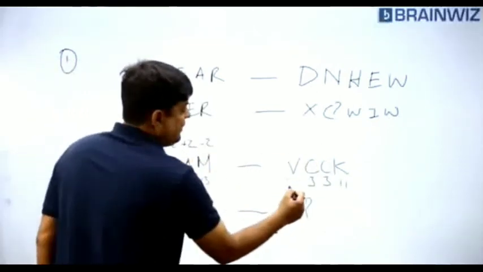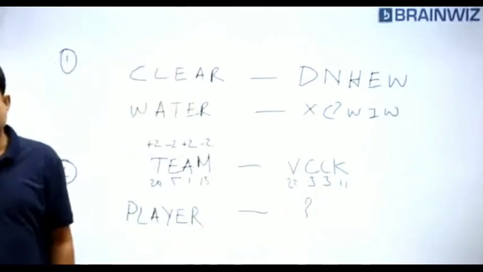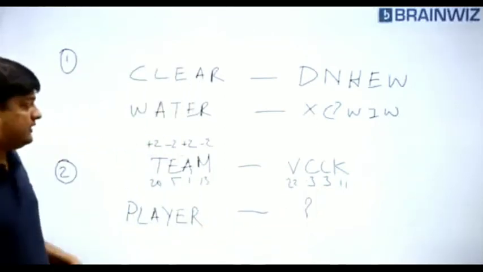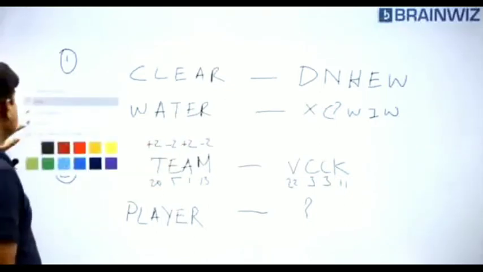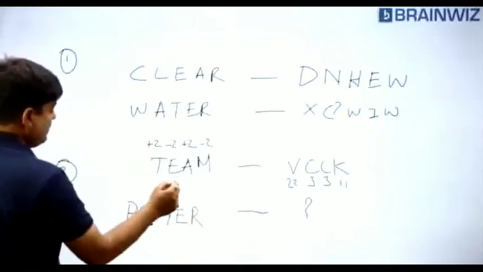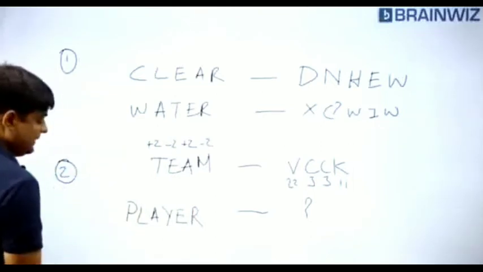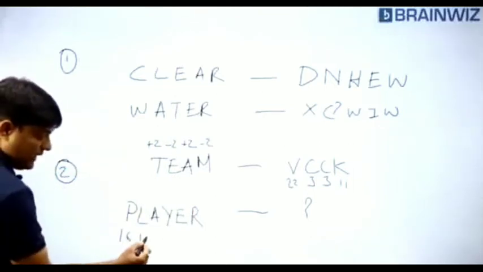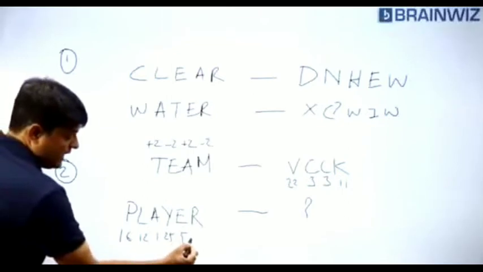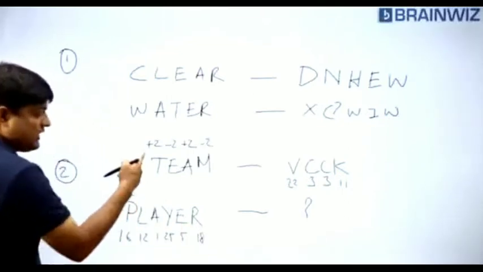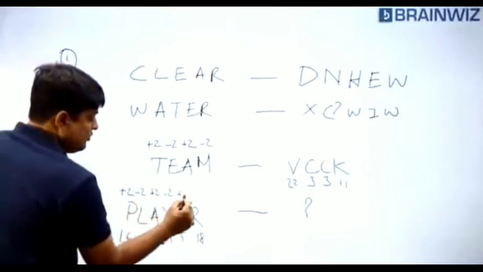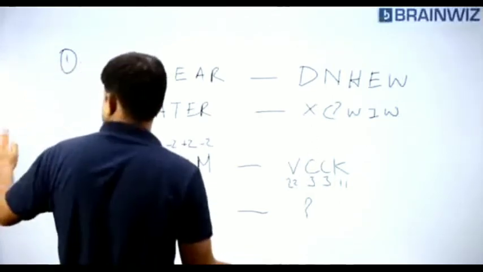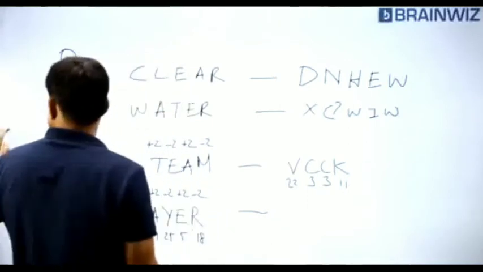Are you understanding, everybody? Now, this is the way we are supposed to follow. What are we supposed to shift? Plus 2, minus 2, plus 2, minus 2, plus 2, minus 2. So, let's try to apply the same things here also. Now, you all know that this is 16, 12, 1, 25, 5 and 18. Starting should be plus 2, not minus 2. Plus 2, minus 2, plus 2, minus 2. Same fashion I'm applying right now.